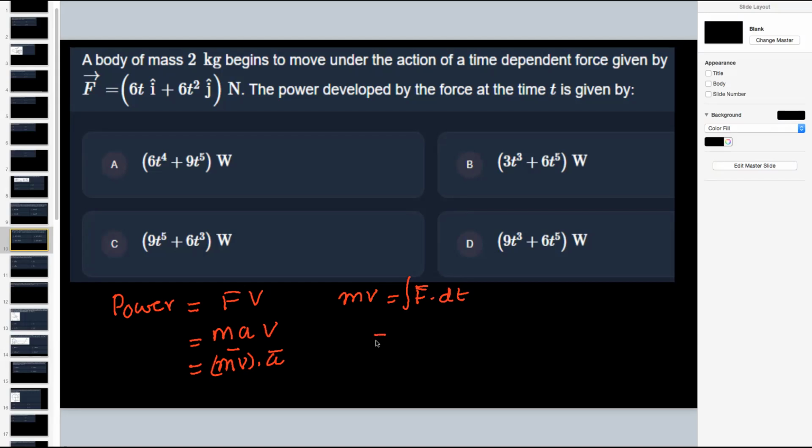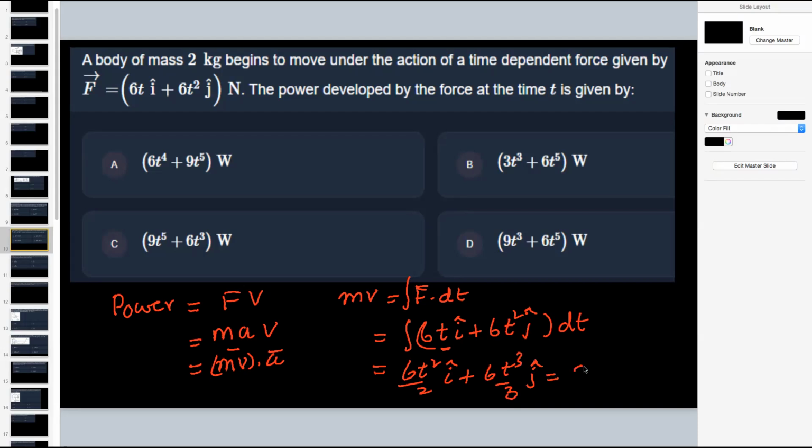So this is just to integrate it: integration of 6t i plus 6t square j dt. Now integration of t is t square by 2, and t square is t cube by 3. So 6t square by 2 i plus 6t cube by 3 j. Finally, you get 3t square i plus 2t cube j. This is the value of mv.